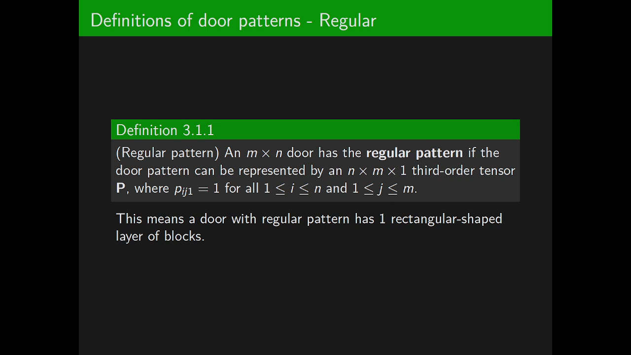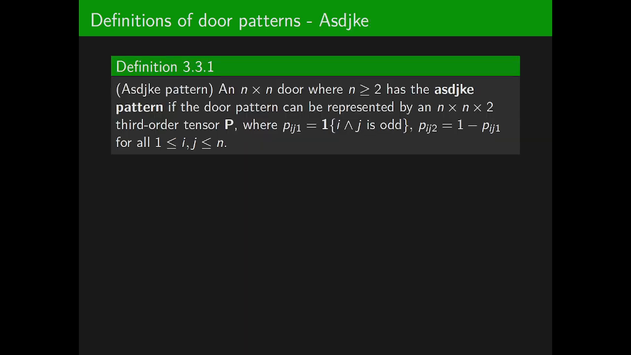It's just a third order tensor with all entries 1. And because it's only even one layer, it's just a matrix with all ones. So it's a one matrix, you think of it. So yeah, either way. And then definition 3.3.1.